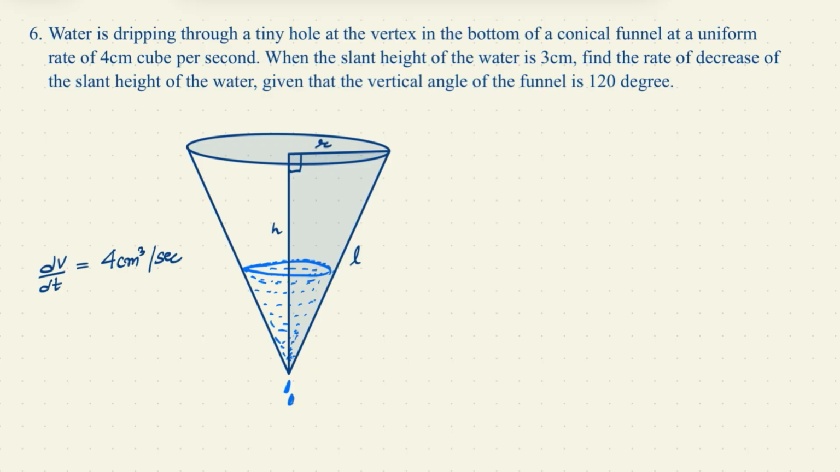Okay, and the question is saying that the vertical angle of the funnel is 120 degree. So here the vertical angle means this angle. The angle at the vertex is 120 degree. And assuming this cone to be a right circular, if this vertical angle is 120 degree, then half of this angle, that means this particular angle, will be 60 degree here. Okay, so using all this information, let us find the decrease of the slant height of the water.